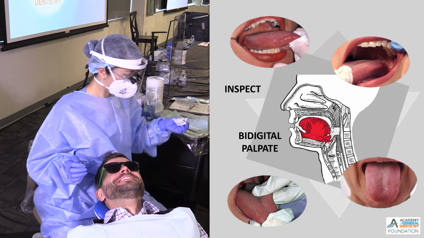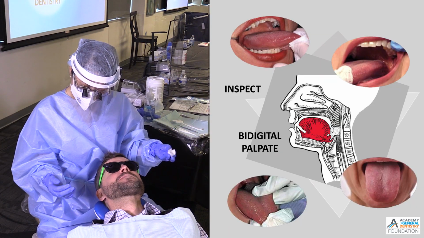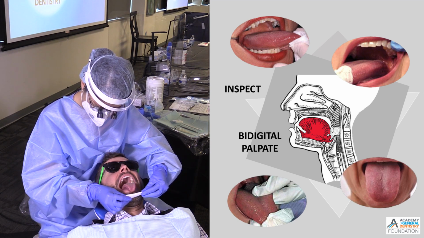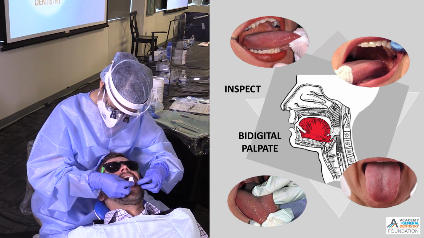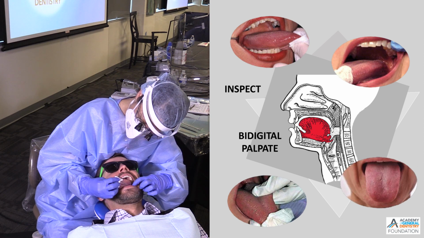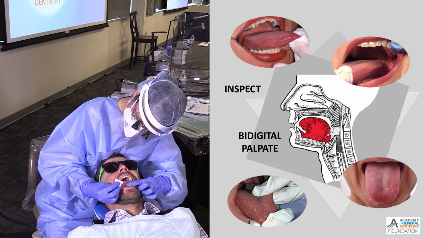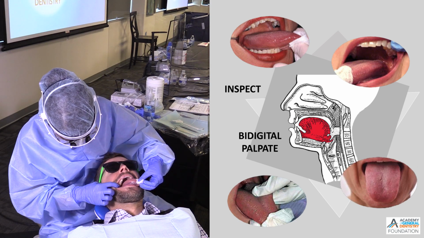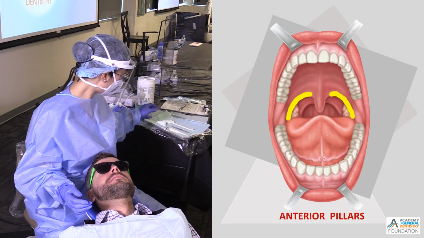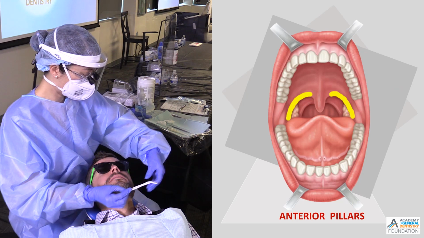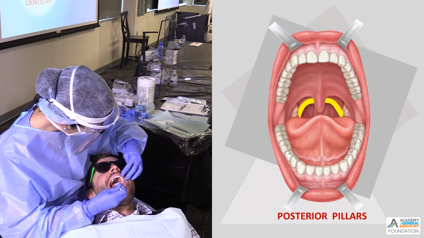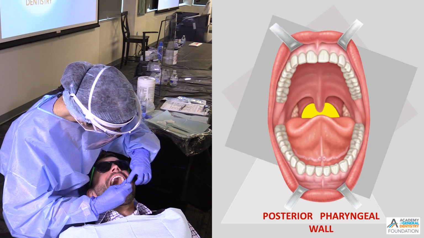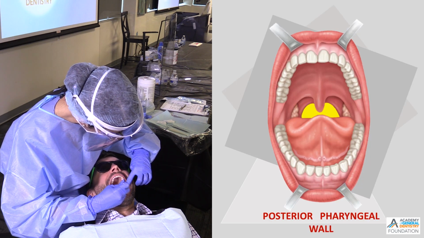The dentist should ask the patient to stick their tongue out, where a careful check of the lateral borders of the tongue can be done. Are there any visual abnormalities in color or texture? Are there any abnormalities to palpation, such as lumps or nodes? If so, are they over 2 weeks in duration? The dentist should also pay attention to the anterior and posterior pillars, the palatine tonsils, and the posterior pharyngeal wall.